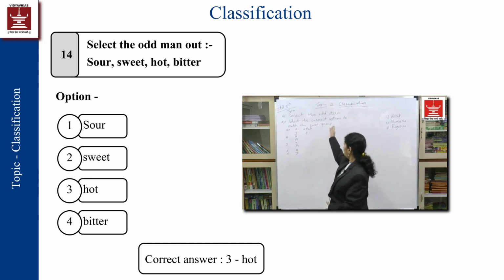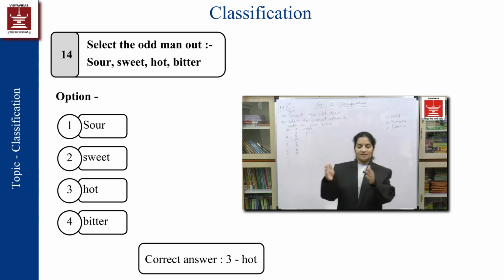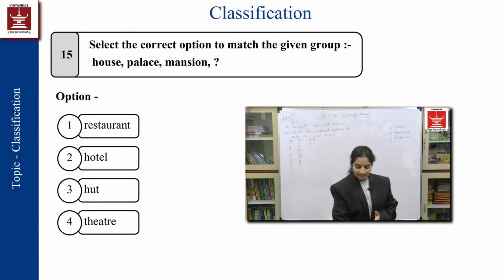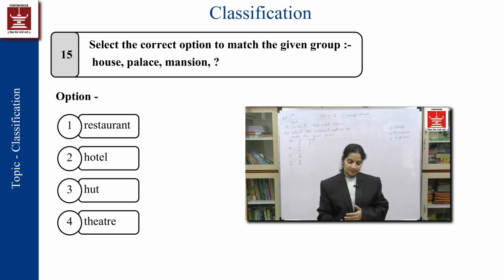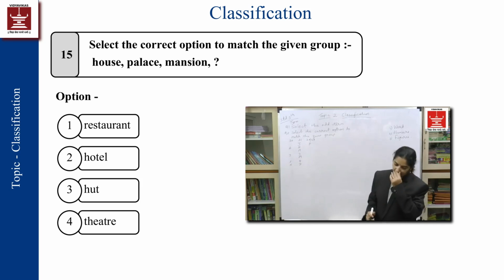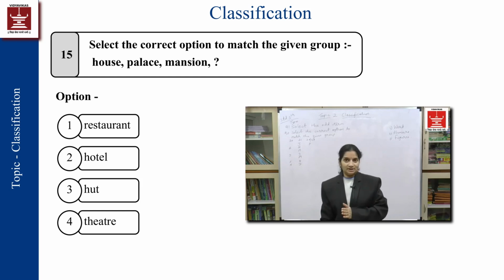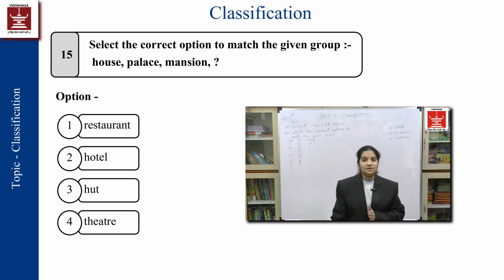Sometimes, with the second type of question, you have a set of words that are given and one option which will match to it. We'll see one example of that type. For example, words like house, palace and mansion. These are three words in a group, and in your options you have restaurant, you have hotel, you have a hut and you have a theatre.